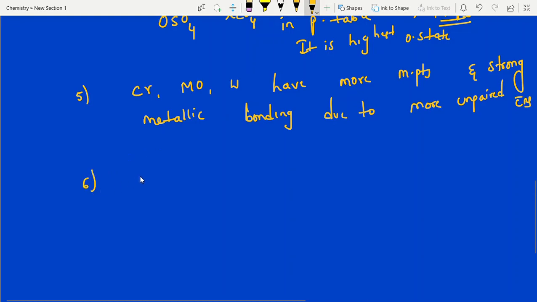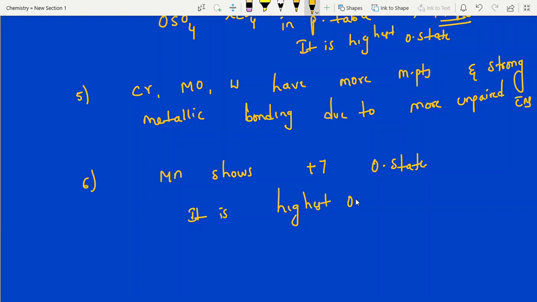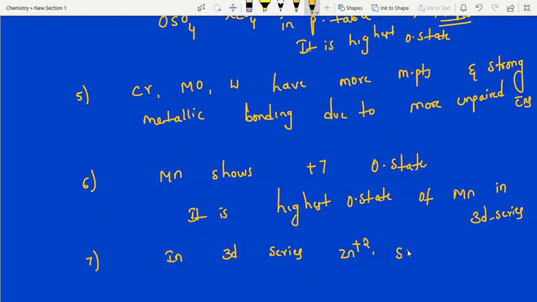Sixth one. Manganese shows +7 oxidation state. It is the highest oxidation state of manganese in 3D series. They'll ask: in 3D series, which element shows the highest oxidation state? What is the element? They'll ask such questions. Manganese. Next one. In 3D series, Zn. Scandium +3, colorless.